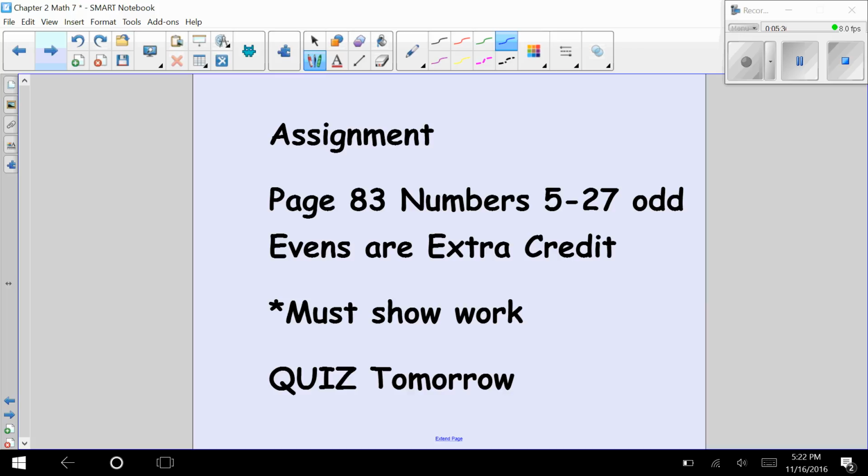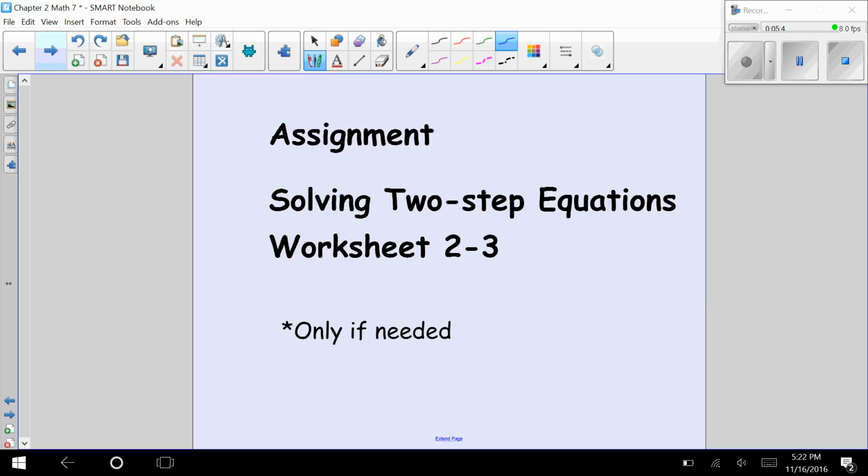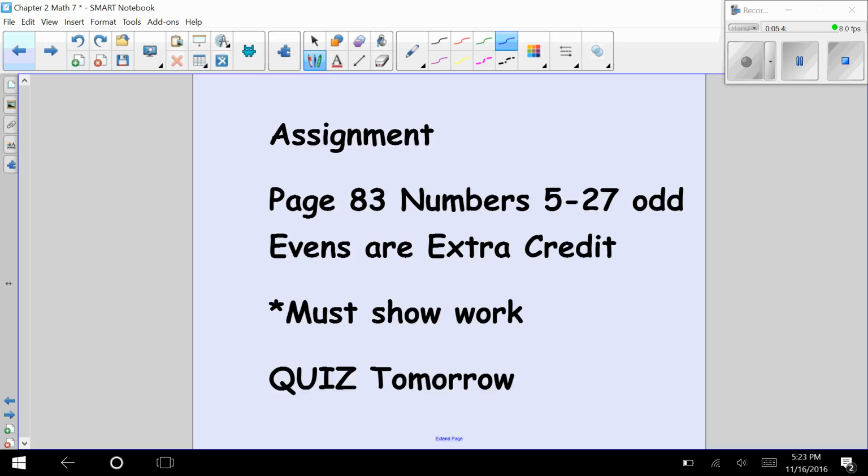Your assignment is page 83, and we will have a quiz following this and our two-step equations worksheets 2 and 3. Those are both assignments, and we will have a quiz afterwards.